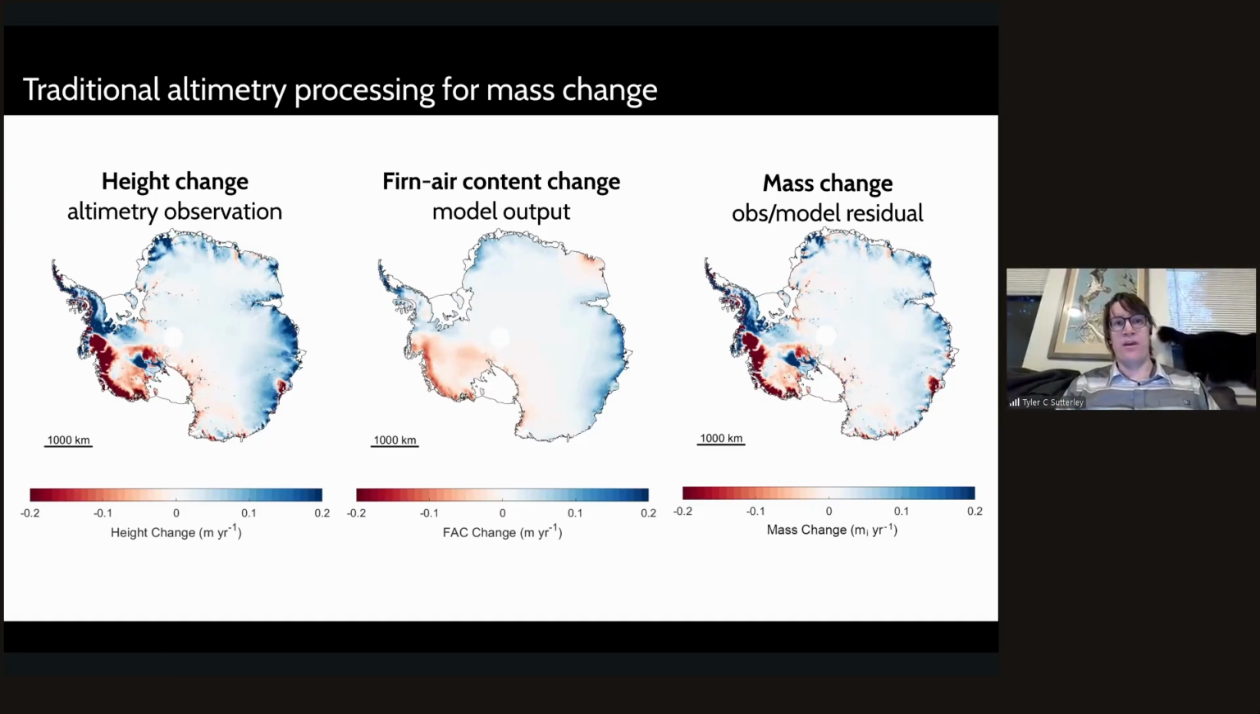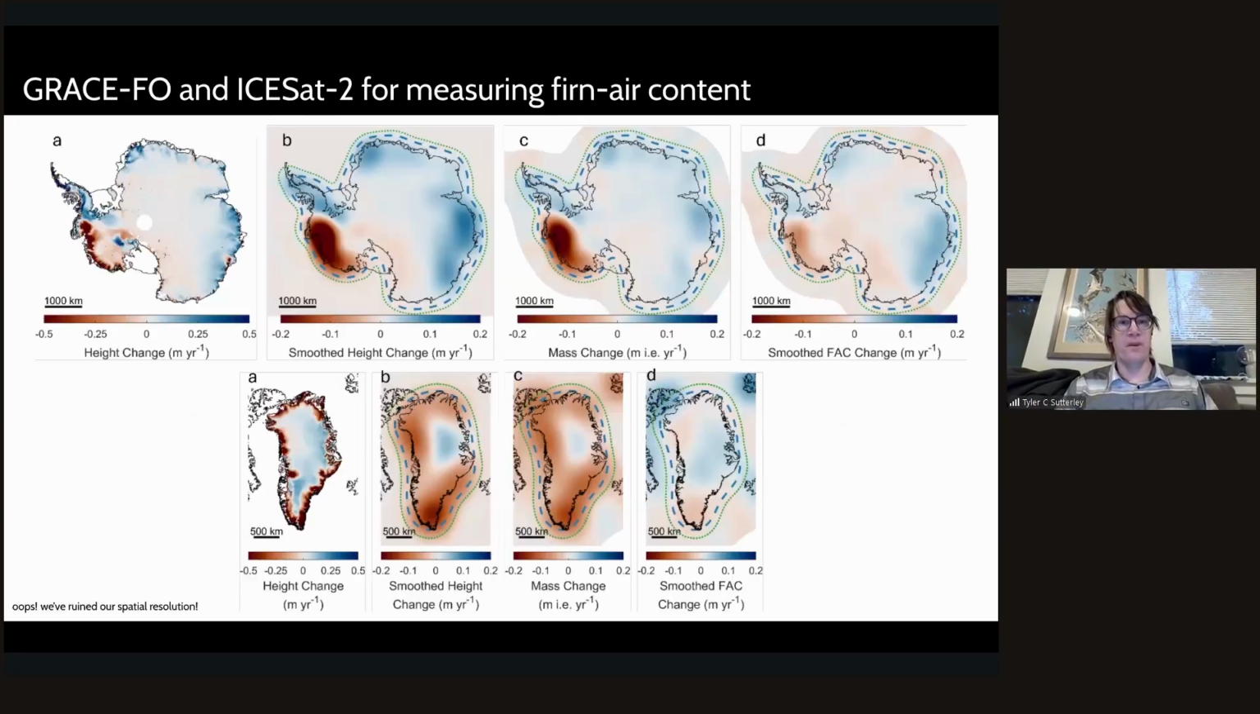And typically what we do is we take our observations and remove a firn model to get the mass. But these firn models have a lot of uncertainty, not just between the different realizations of them from different modeling centers, but also compared with observations of in situ firn. So we flipped this on its head. We decided to take GRACE Follow-On and ICESat-2 data together and try to solve for firn content.